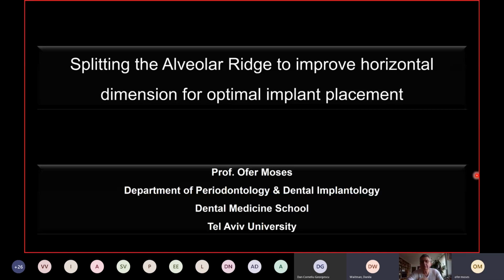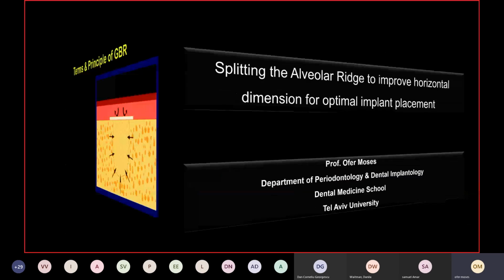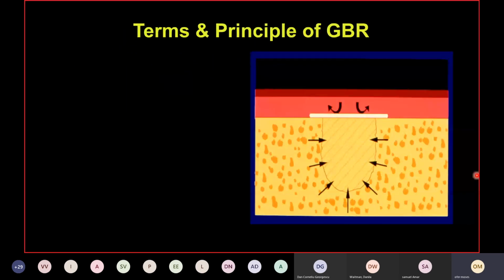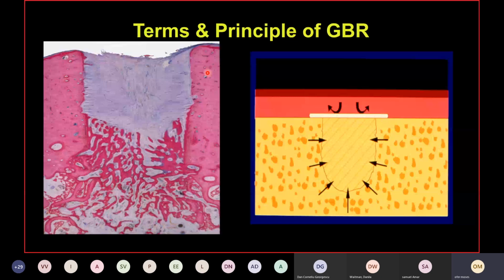That's right. Perfect. Okay, so the subject has been introduced, and let me just go quickly into it. So the principle of GBR, we all know. This is a membrane, could be resorbable or non-resorbable. And what happened with such a wound healing without a membrane? You see that at the bottom of this socket there is bone, and in the upper part there is nothing, just connective tissue. So of course, if you want to have 100% of the place filled with bone, we need to cover it with some barrier in order to allow bone to grow.